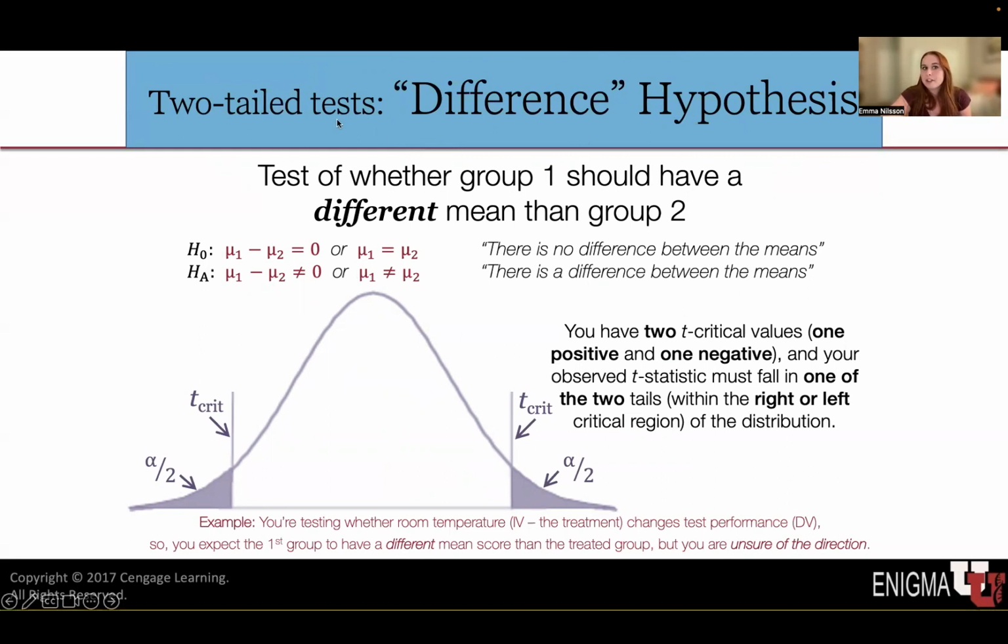In a difference hypothesis or two-tailed test, we have two t-critical values, one positive and one negative, and our observed t-statistic needs to fall in the critical zone, so outside, either higher than our positive t-critical value or lower than our negative t-critical value. An example of a situation in which you would use this is if you were testing whether room temperature changes test performance. So you'd expect the first group to have a different mean score than our second group, the treated group, but you don't know what direction those scores are going to go.